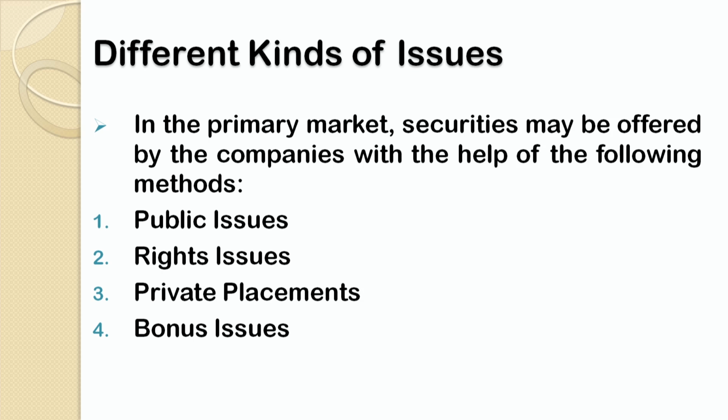Number 1, the method of public issues. That means by adopting public issues, the companies can float their securities in the market. The second method is rights issue. The third one is private placement, and the fourth one is bonus issue. Now, let us discuss all these. The first one is public issue, which I will discuss in detail in the later slides of this video, so we are skipping this point at this time.